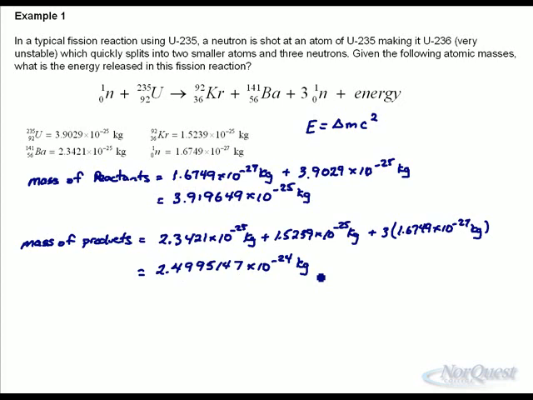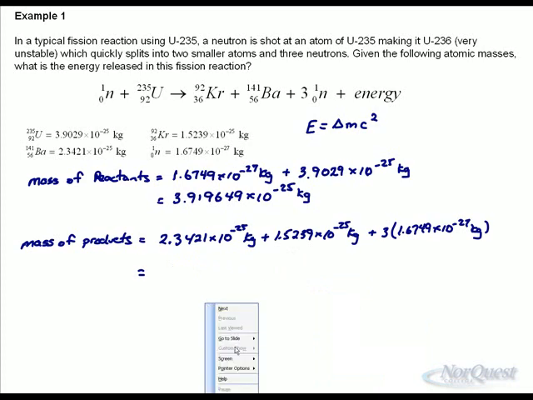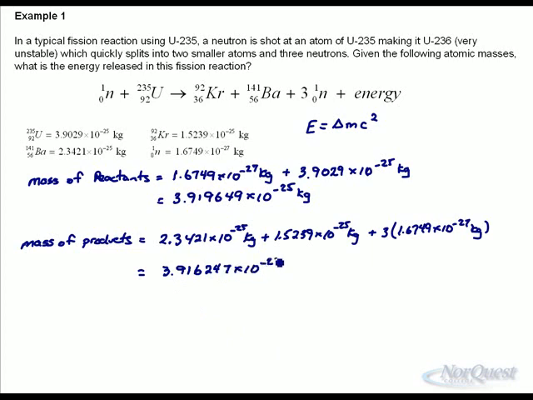I just punched in my answer one more time and realized that this is not the right number, so I'm just going to do a quick erase here. The reason why I noticed it is because I ended up with times 10 to the negative 24. As soon as I ended up with the mass of the products being bigger than the mass of the reactants, I knew I did something wrong. So when I recalculate this, I should end up with 3.916247 times 10 to the negative 25 kilograms. The reason is because I punched in the mass of the neutron wrong.